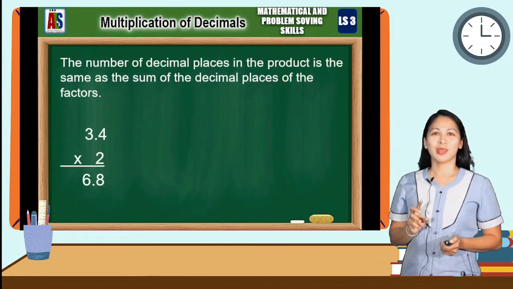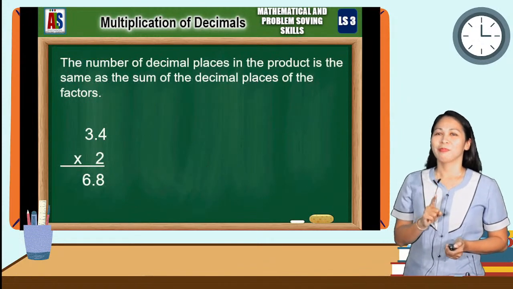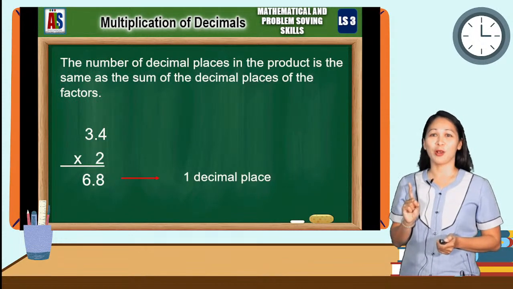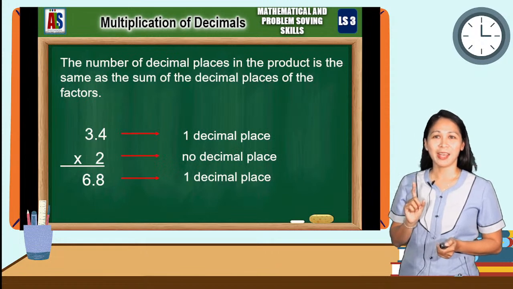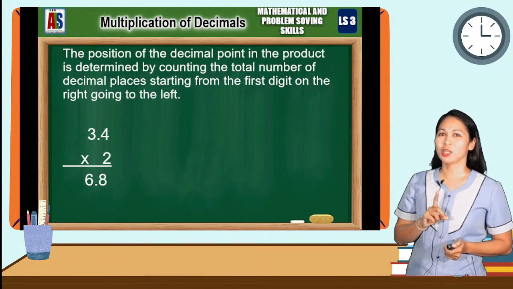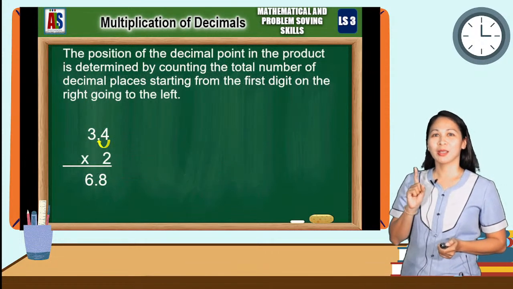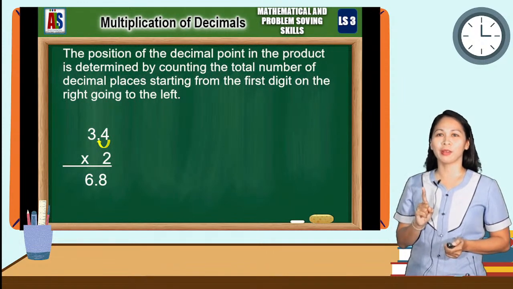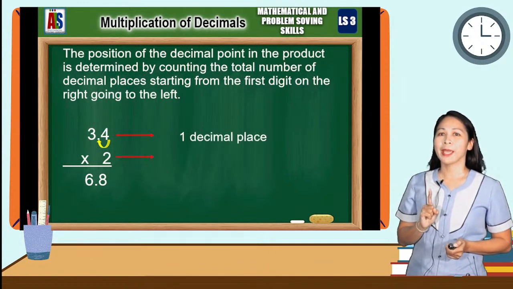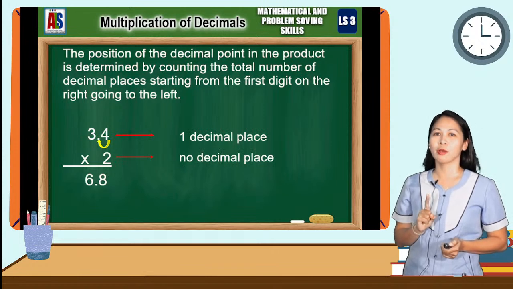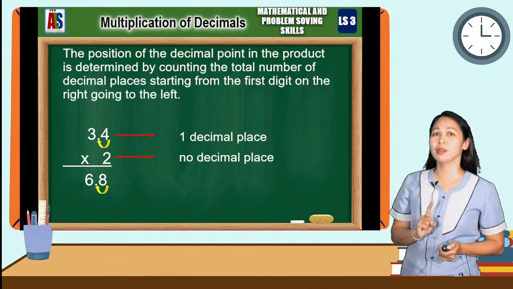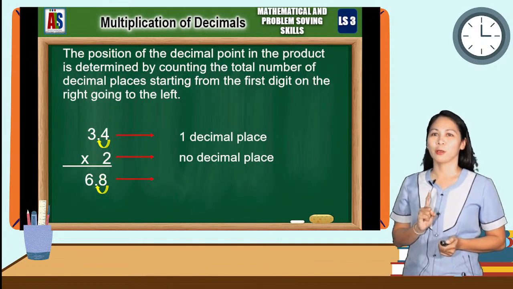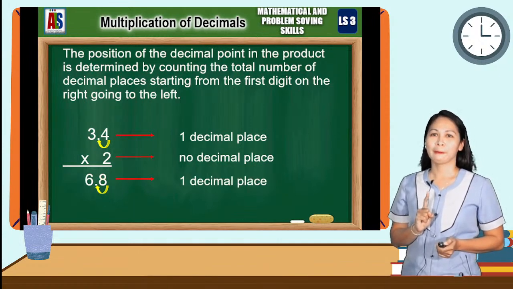The number of decimal places in the product is the same as the sum of the decimal places of the factors. And the position of the decimal point of the product is determined by counting the total number of the decimal places starting from the first digit on the right going to the left. Did you understand?